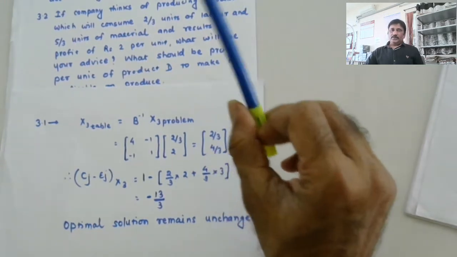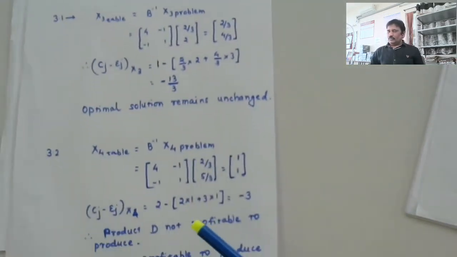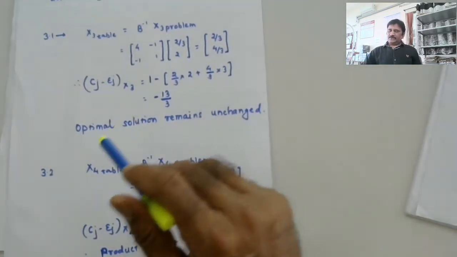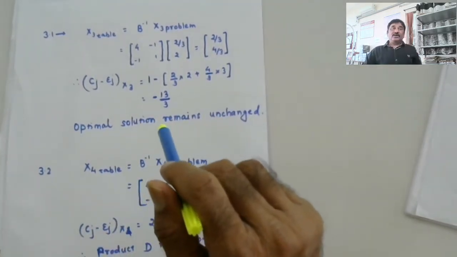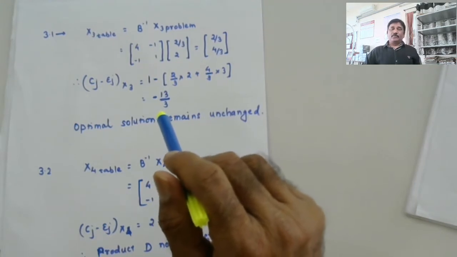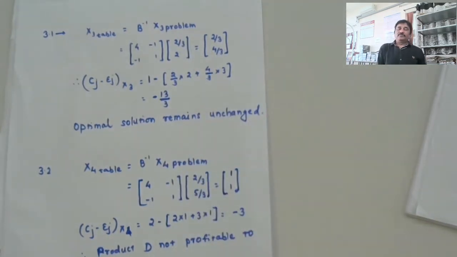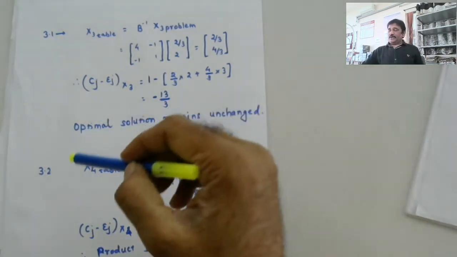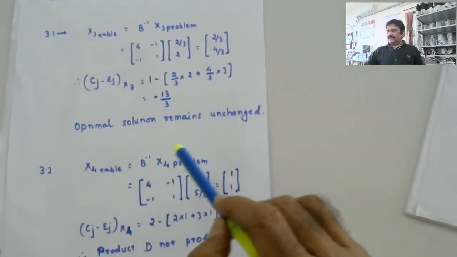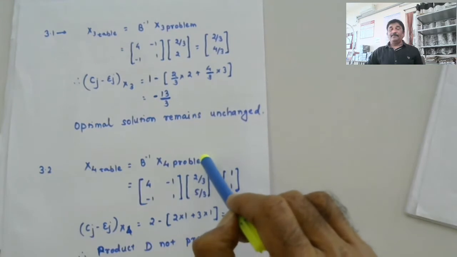Right? So what we do now, we will be finding the X4 column for product D. We take a variable X4, to find out how many units of product D are to be produced. So now we need to find the X4 column in the table, which will be just beside the x3 column, right? So the x4 column in the table is again B inverse into the x4 column in the LPP.